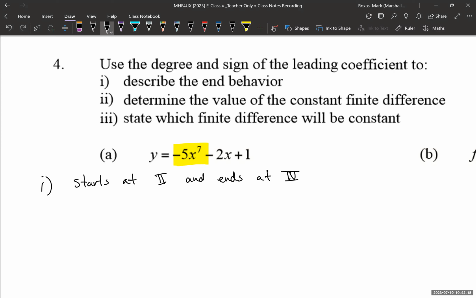So the end behavior is as x approaches negative infinity, y tends to positive infinity. And as x approaches positive infinity, y tends to negative infinity.